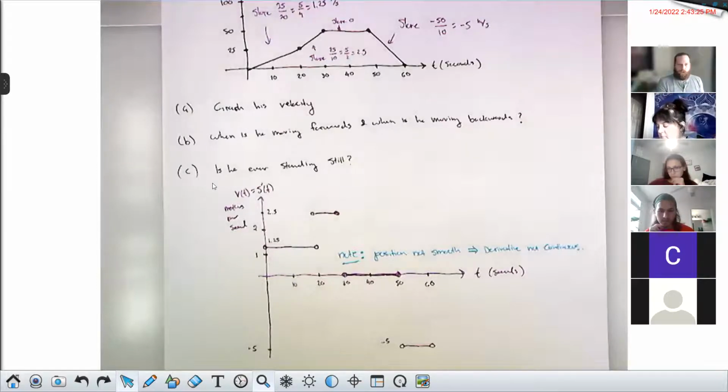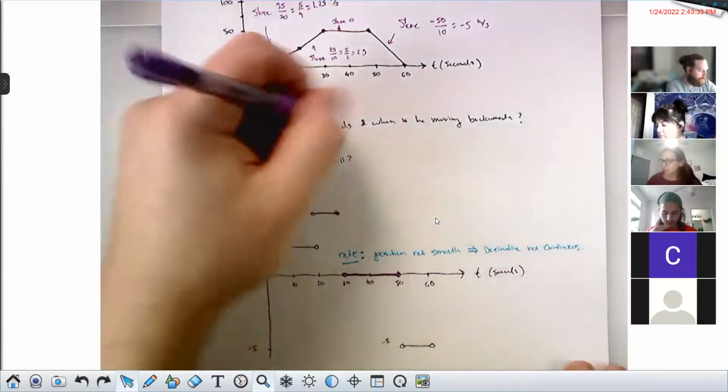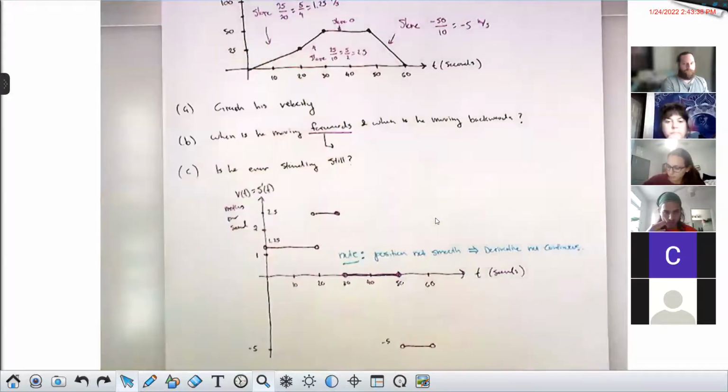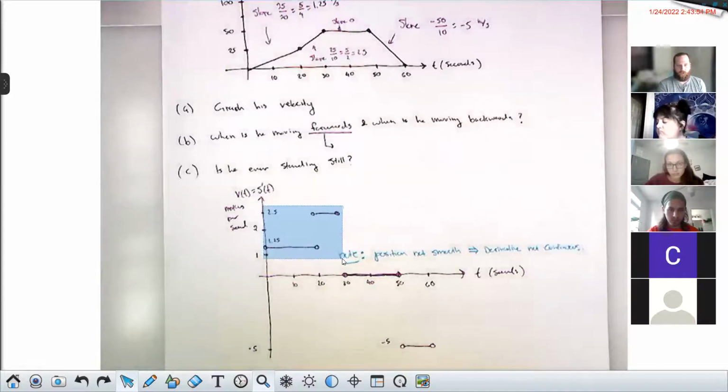Okay, let's transition to part B then. When's he going forward? When's he going backwards? How about forwards first? When is he going forwards? He's going forward. Oh, you can go. Oh, sorry. Is it t equals 0 to 30? Yeah, I think it's fair to say that he's going forwards from 0 to 30. Yep.